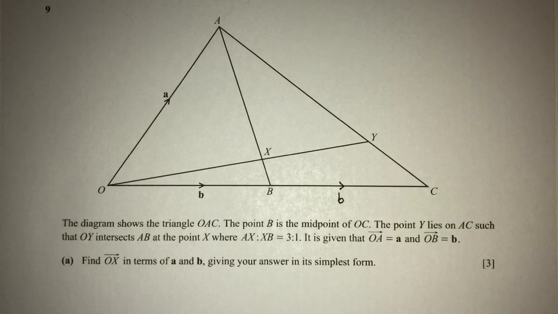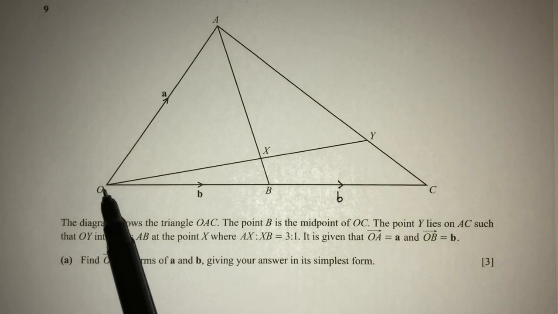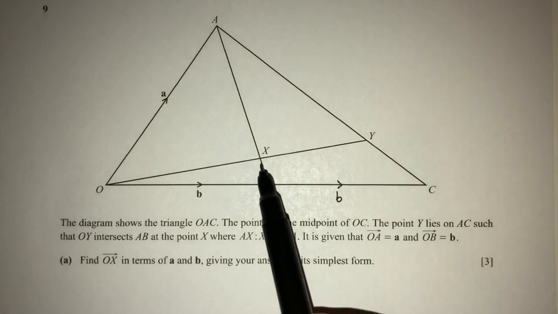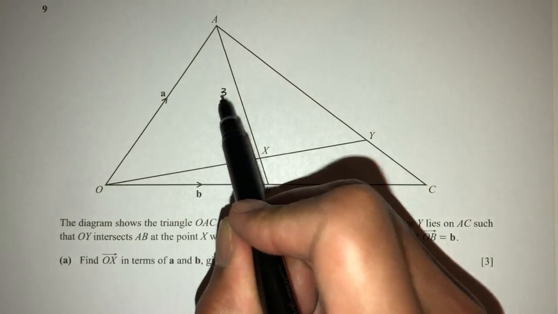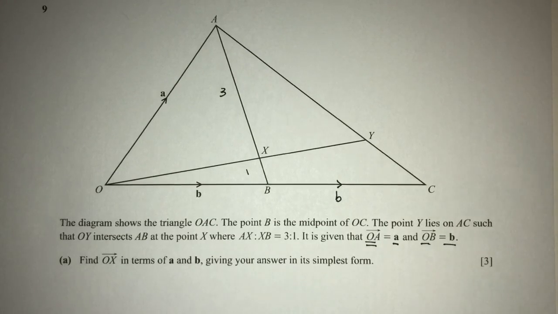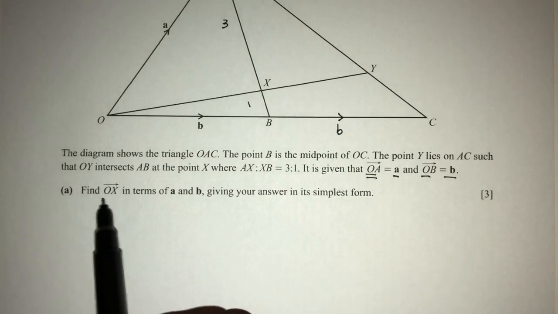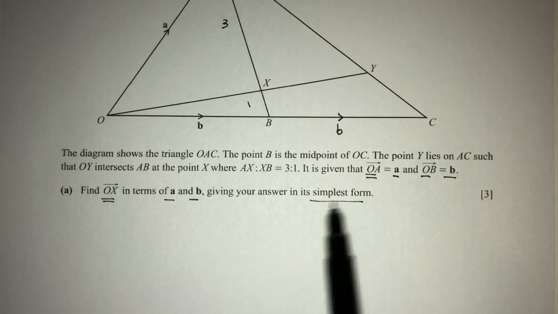Now the point Y lies on AC, okay, such that OY, this is the line OY, intersects the line AB at the point X. The ratio is AX is 3, this is 1. That's the ratio of AX to XB. It is given that OA is A and OB is B. Okay, that is given to you, no big deal. Now part 1, find OX in terms of A and B, giving your answer in its simplest form.